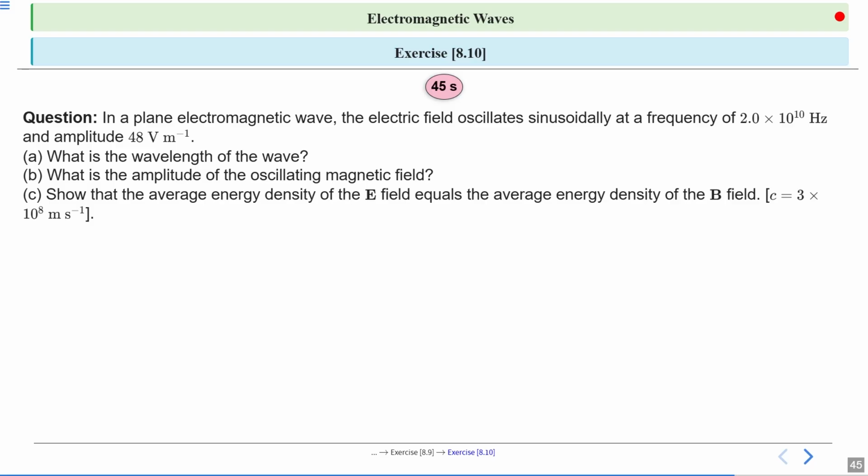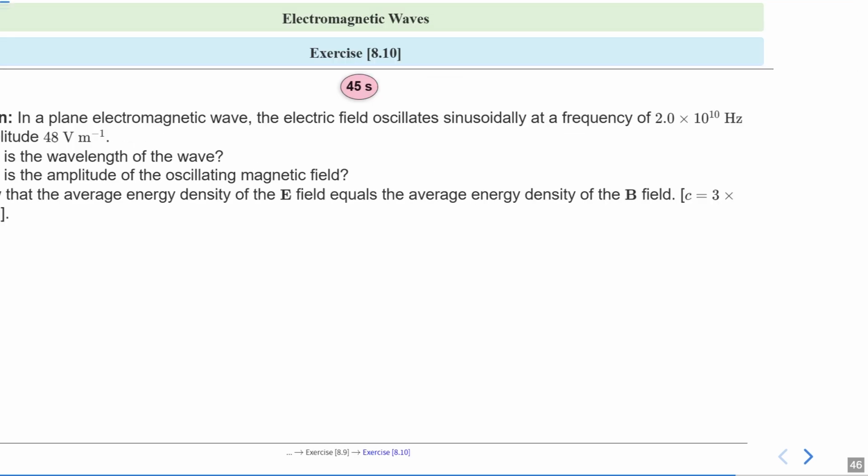So question: in a plane electromagnetic wave, the electric field oscillates sinusoidally at a frequency of 2 into 10 to the power 10 hertz and amplitude 48 volt per meter. What is the wavelength of the wave? What is the amplitude of the oscillating magnetic field? And show that the average energy density of the electric field E equals the average energy density of the B field. C is equal to 3 into 10 to the power 8 meter per second.